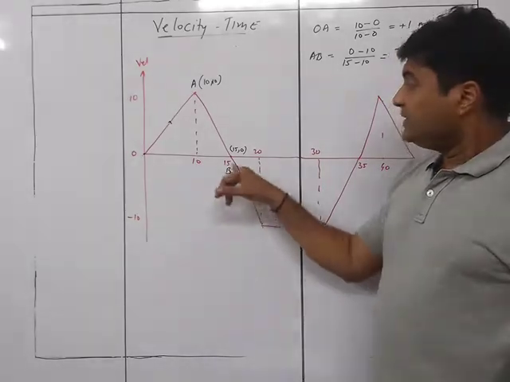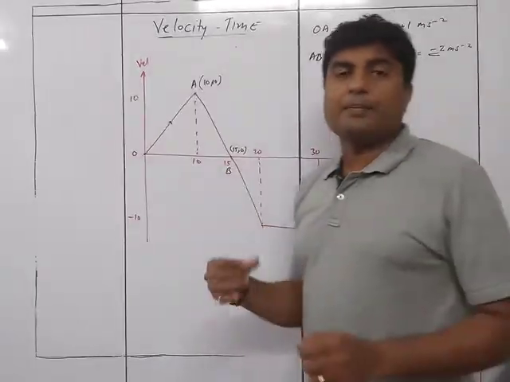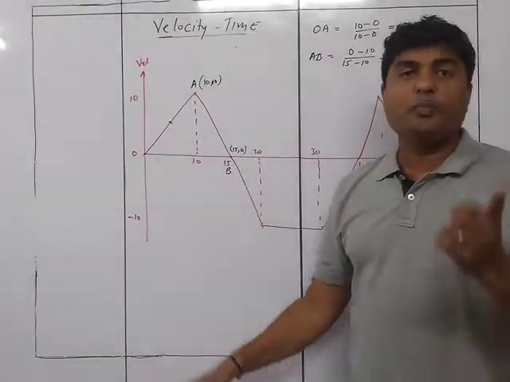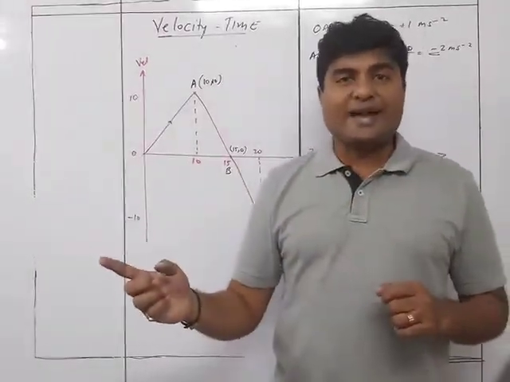Now what happens? This is going to go downward. That means the body is now going in the opposite direction. The velocity is negative means it is going to go in the opposite direction.